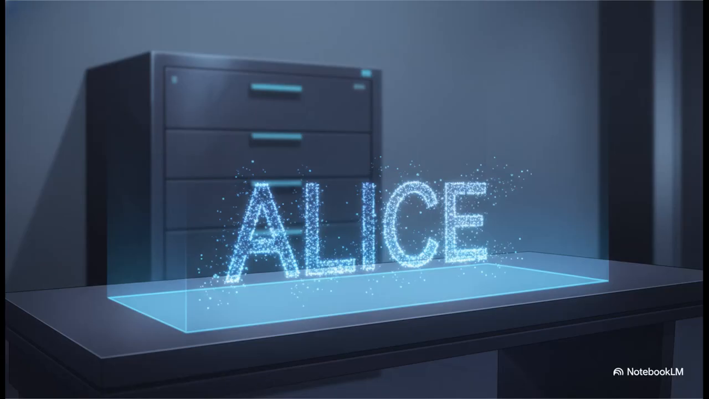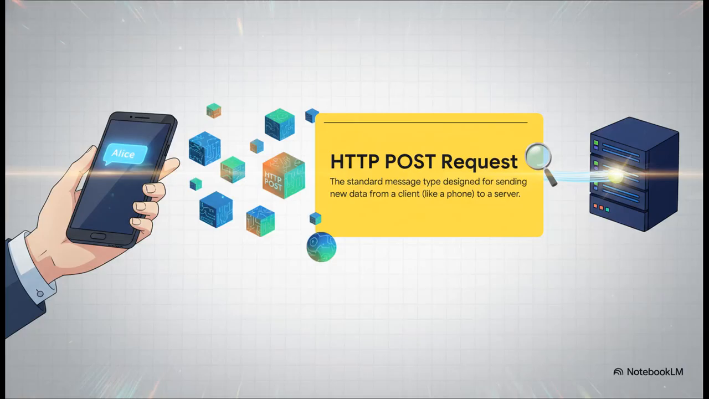And as she types her name, Alice, that information isn't being saved anywhere permanently yet. It's just sitting there on the desk, in RAM, held temporarily just for this one single action. Okay, so now she hits send. What happens? The phone's brain, its processor, takes the name Alice and wraps it up into a special kind of digital message called an HTTP POST request. You can just think of this as the standard way a device or a client sends new information to a server. So now this little package is all sealed up and ready to go.